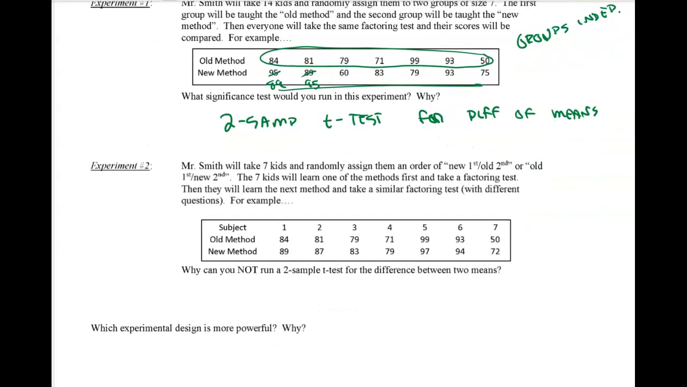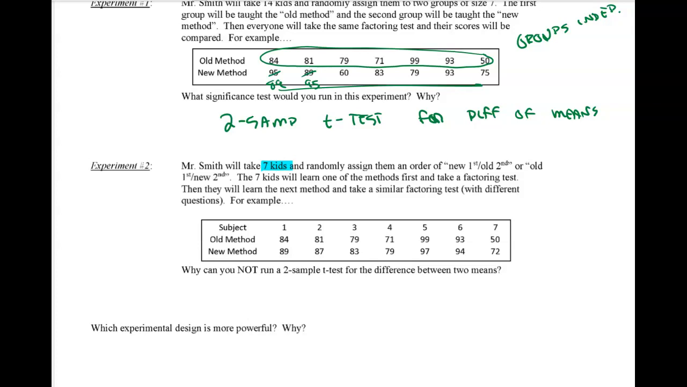Experiment design number 2. Mr. Smith will take 7 kids and randomly assign them an order of new first and old second, or old first and new second. So now we only have one group of 7 kids, not 14. The 7 kids will learn one of the methods first and take the factoring test. Then they will learn the second method and take a similar factoring test, but with different questions. In this design, each kid gets both a new and an old. The random assignment isn't the treatments to the student, but rather the order of the treatments to the individual student. So now, why can't you run a two-sample test?